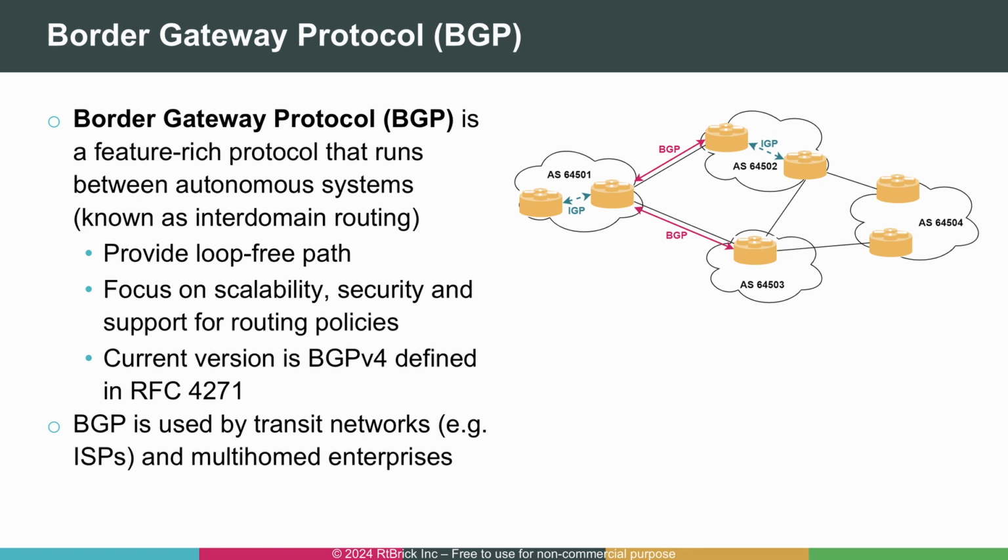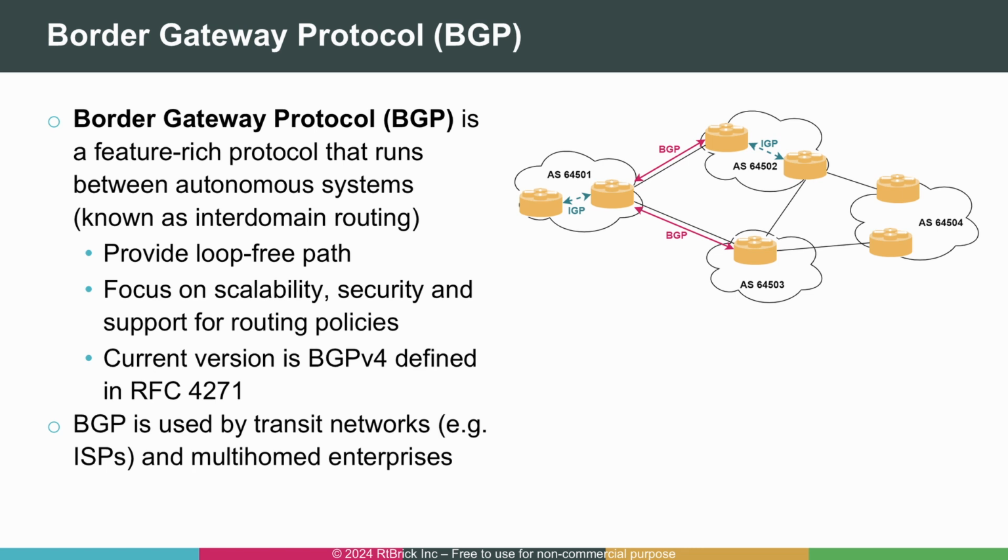The Border Gateway Protocol, BGP, is mainly used to exchange routing information between different autonomous systems. As a result, BGP is sometimes referred to as interdomain routing. This protocol is essential for the Internet's routing infrastructure, helping different networks communicate effectively with each other.